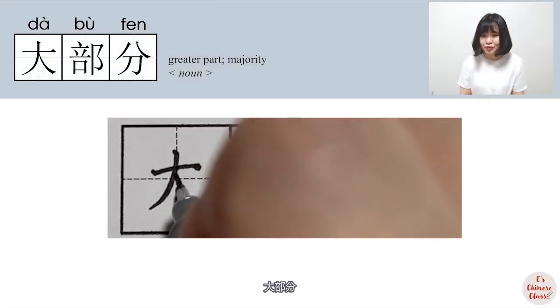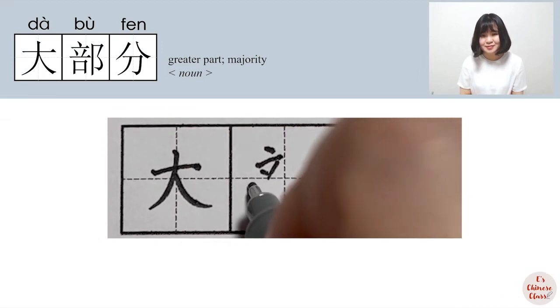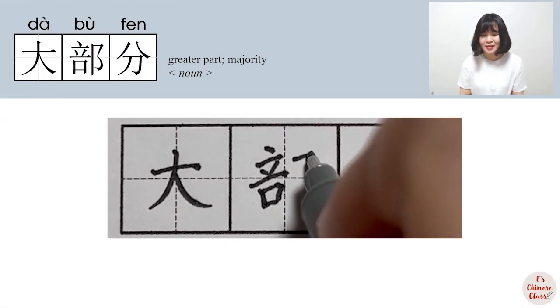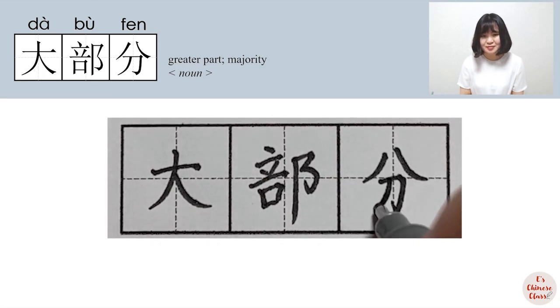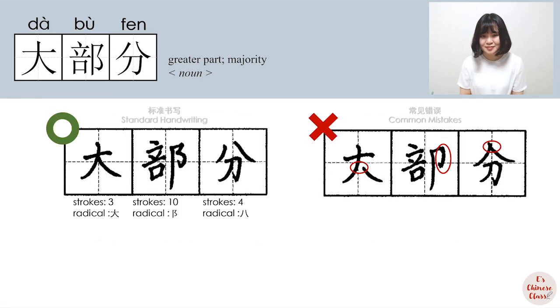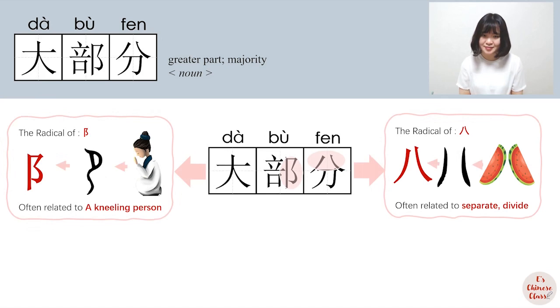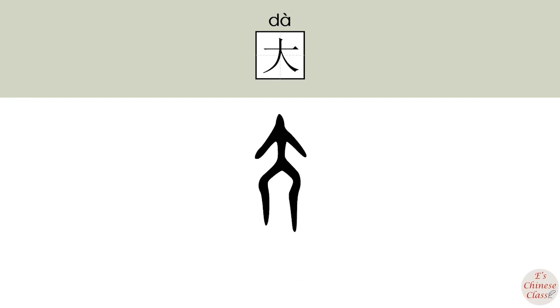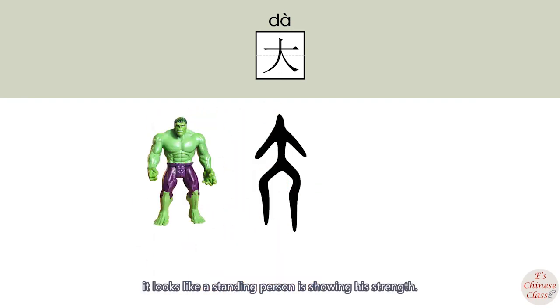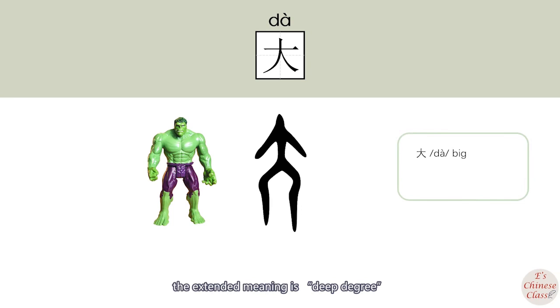大部分。In ancient times, 大 was written as, it looks like a standing person is showing his strength. So the original meaning of 大 is big. The extended meaning is deep degree.